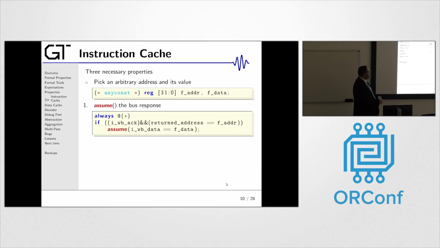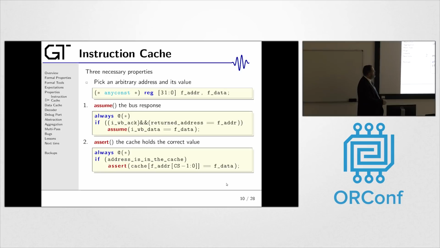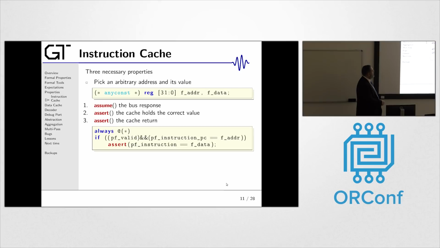Number 1, you assume anytime you get an acknowledgement and the returned address you're expecting equals this address, the data matches. Number 2, you assert that if it's in the cache, it must match the data. Number 3, if you return an instruction here and the instruction's address matches that address, then again, you assert that the data's right. So we've got 1 assumption and 2 asserts now. This is easier than I thought it would be. The cache is hard, okay? Let's be honest, if you built a cache, it's not simple to build a cache. This verification is easier than building the cache.